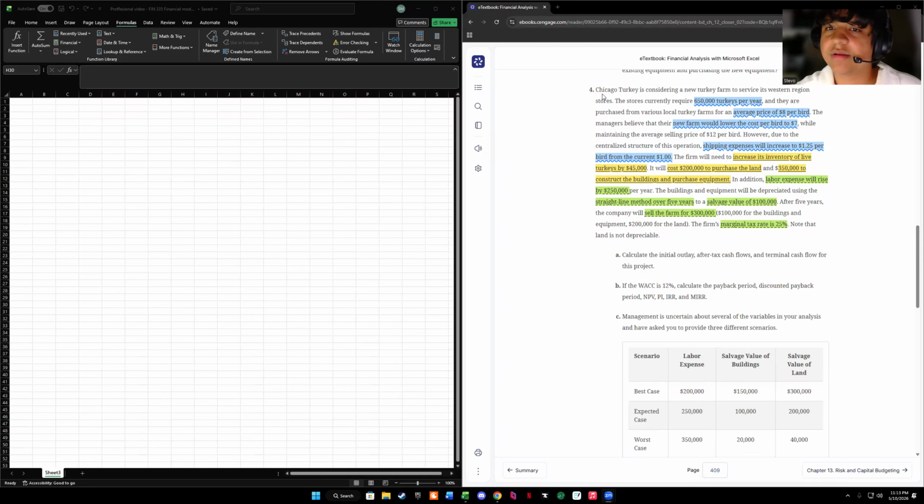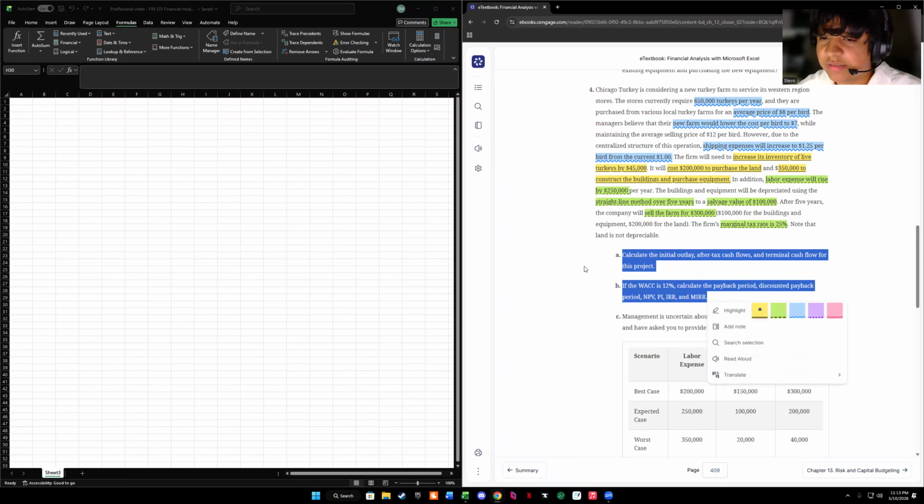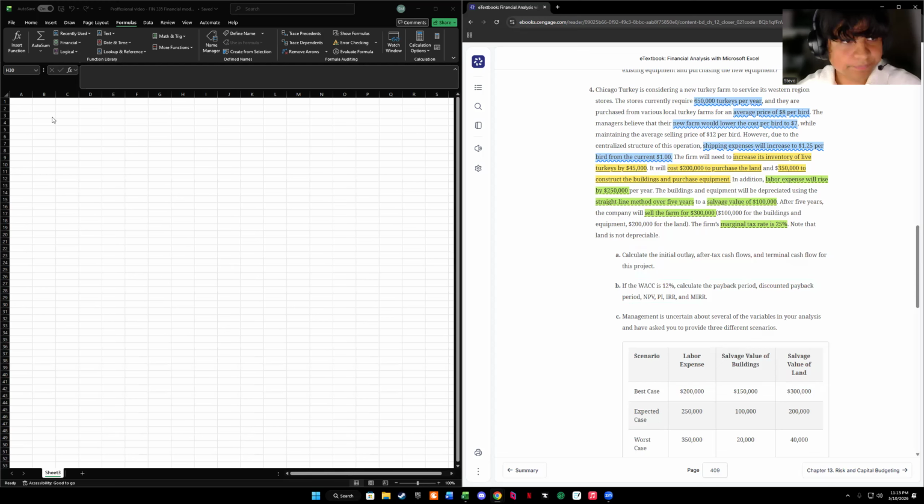I'm going to be doing problem number 4 of chapter 12. Basically, this problem just wants you to find the NPV, cash flows, and other performance metrics for a project, and it gives you some information. I have them categorized here, and I'm just going to make a model in Excel to showcase how you can get these calculations.